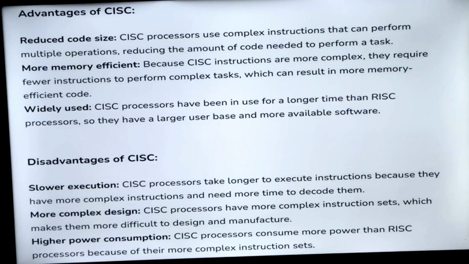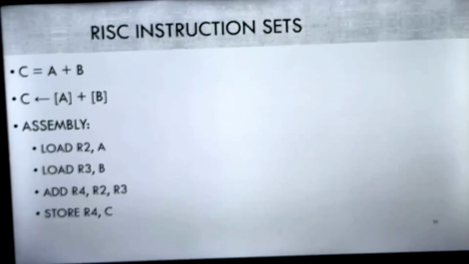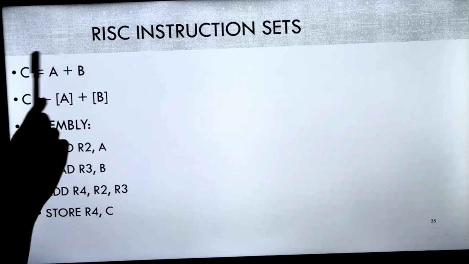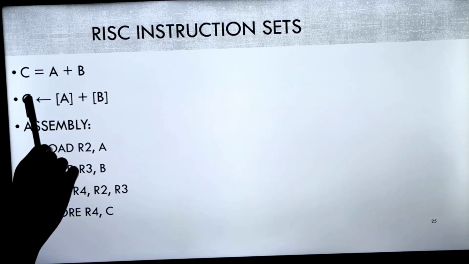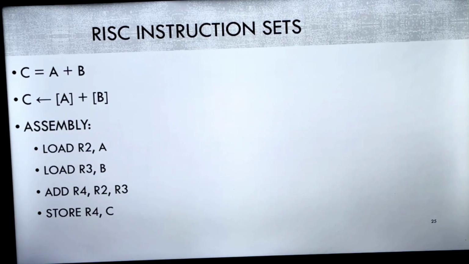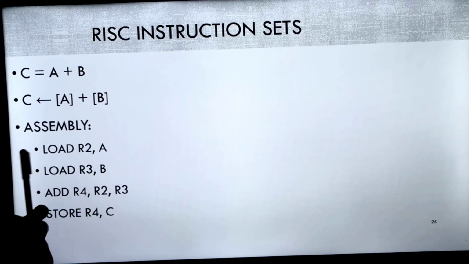Now we will see about RISC. Now you will be able to understand the difference between CISC and RISC. So what is RISC? The same example I am taking again. I want to perform C equals A plus B. Remember, to perform C equals A plus B in CISC, how many lines of instructions did I write? 3. But here how many lines do I have to write?